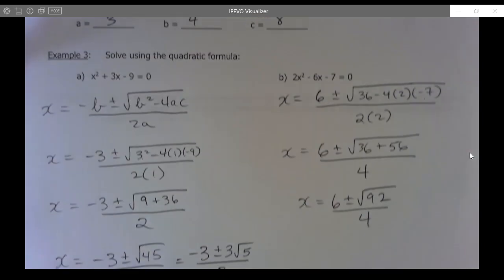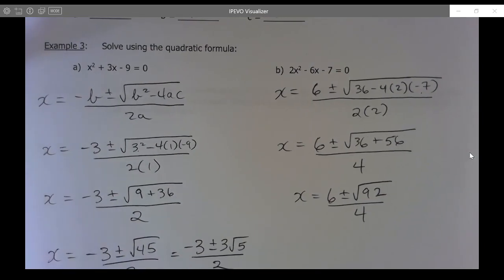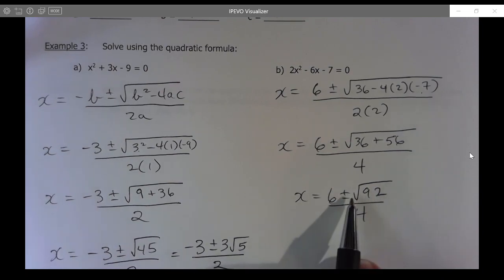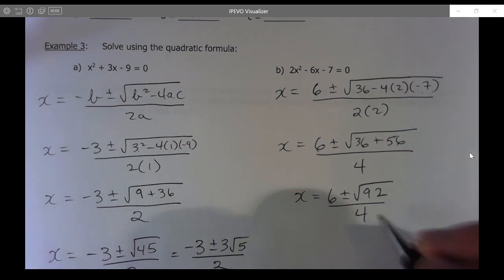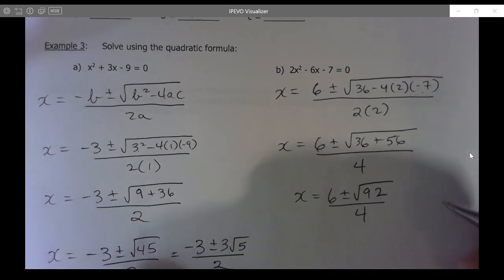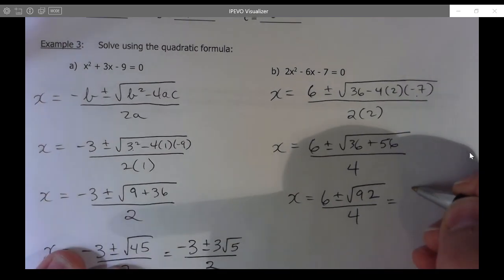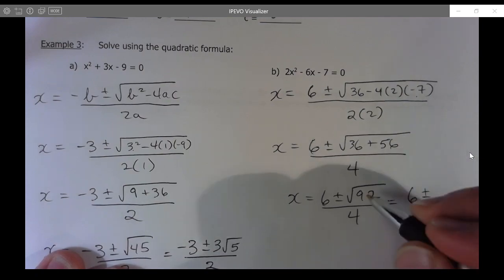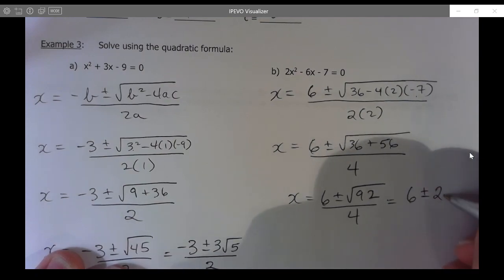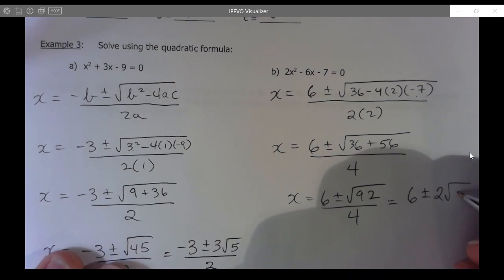And this is one of those situations where, yeah, 92 has a 4 in it. And 4, when I factor it out of here, will be a 2, and it will actually simplify the denominator. So if you stopped here, you'd lose half a mark. You do have to factor out that 4. 4 goes into 92, leaving you a, what is it, a 23. 23 times 4 is 92.